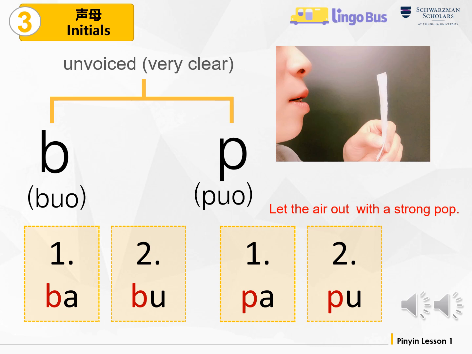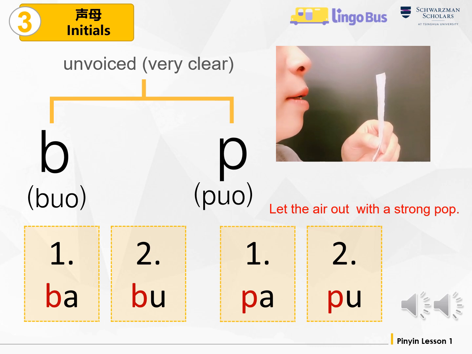The initial B is usually read as bo, P as po. Both Chinese 波 and 坡 are very clear. Listen and follow. The only difference between the B sound and the P sound is that the P sound is aspirated, meaning that a puff of air comes from the mouth when pronouncing the P sound. Please watch the video.